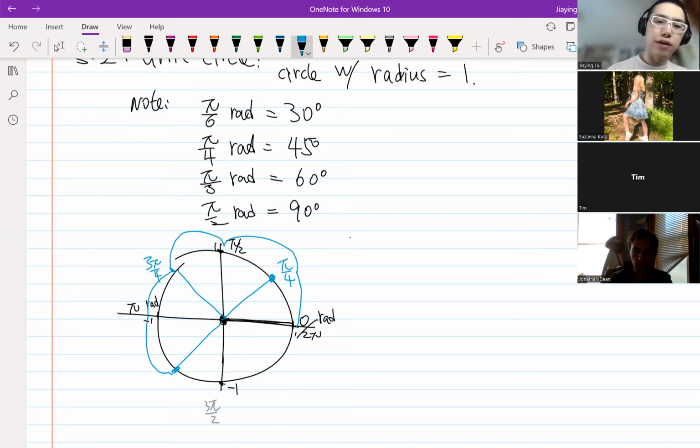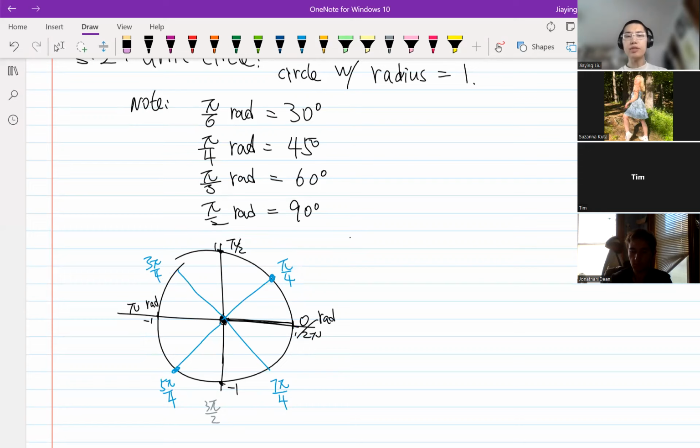So this point is 5 pi over 4. And then 6 pi over 4, which is the same thing as 3 pi over 2. 7 pi over 4 is here. And then 8 pi over 4 ends up at 2 pi. So that's how I end up with angles 7 pi over 4, 5 pi over 4, 3 pi over 4, and pi over 4. Just count in terms of those units.